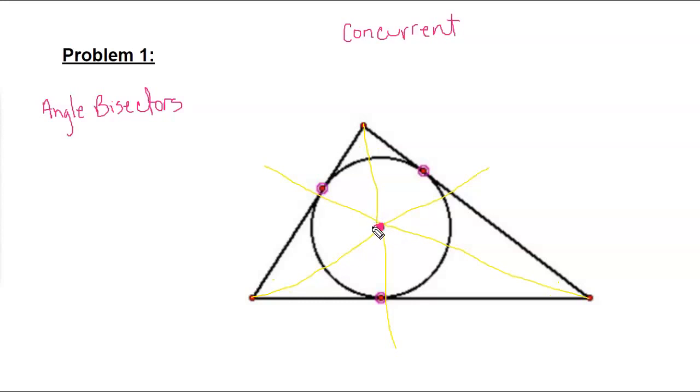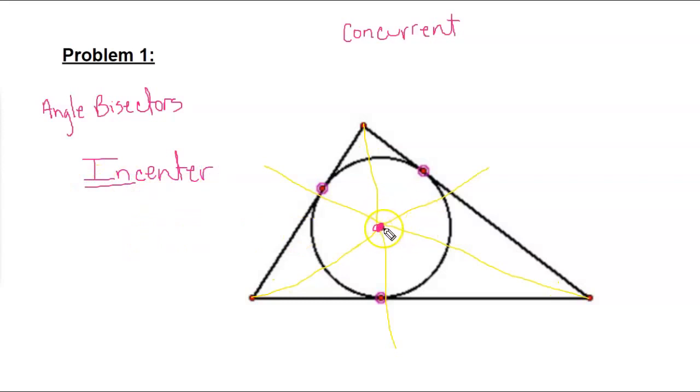Two lines intersecting at a point, that's not unusual. All lines that are not parallel intersect at a point. But for three lines to intersect at one point is a slightly bigger deal, and so we call that being concurrent. So these three segments in a triangle are always concurrent. And in fact, we call this point the incenter of a circle. That makes sense.